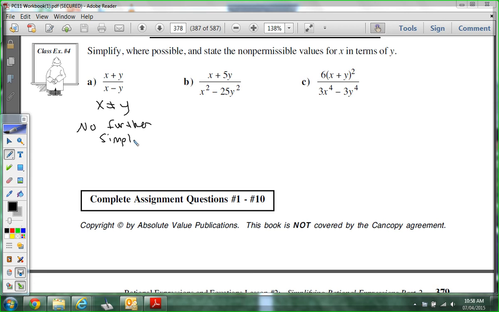All right, so this one we want to factor. So we have x plus 5y stays. The bottom's a difference of squares: x plus 5y, x minus 5y. So again, what can x not be? It can't be negative or positive 5y. It just can't be what's right next to it, plus or minus 5y. We do get a cancellation this time. So our simplified answer is that guy right there.